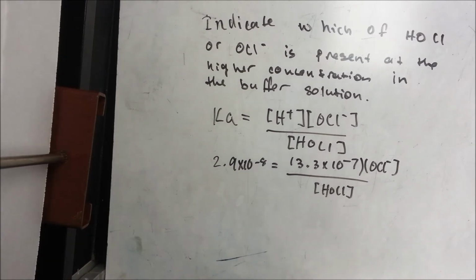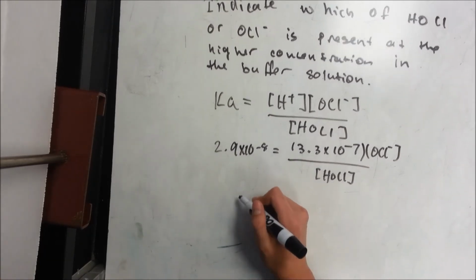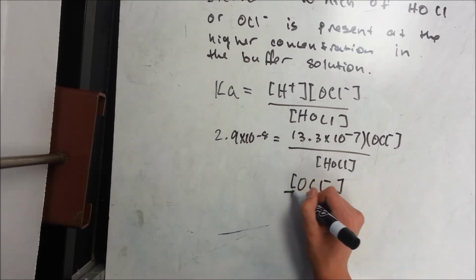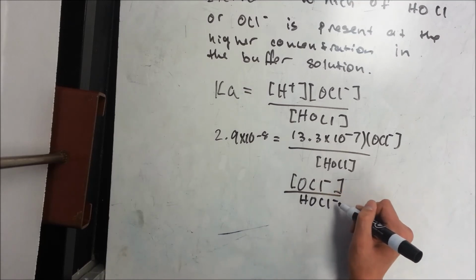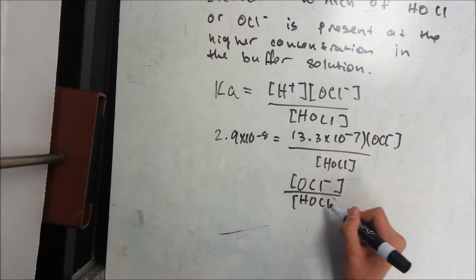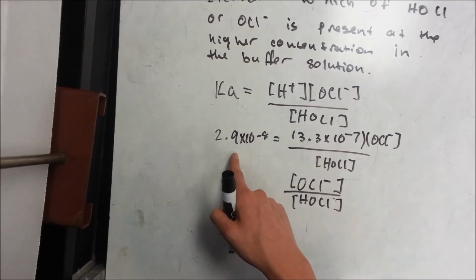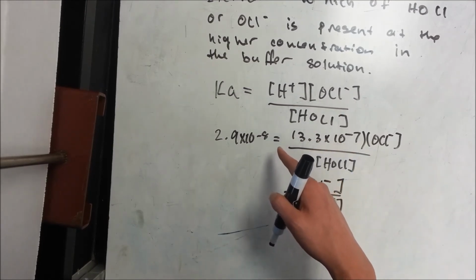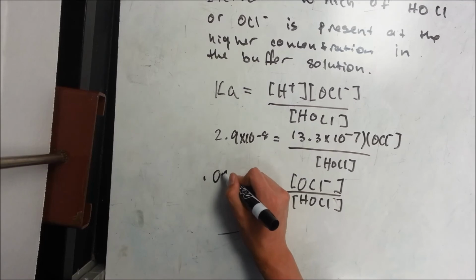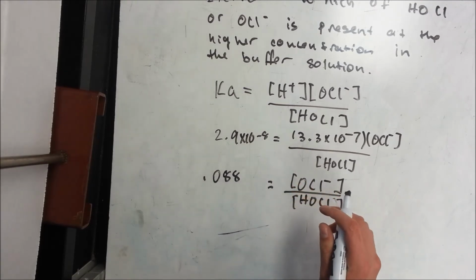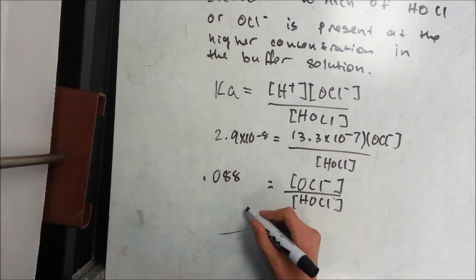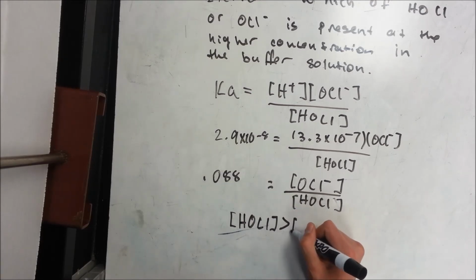And so, with that, we can calculate that the OCl minus concentration over the HOCl concentration is equal to 2.9 times 10 to the negative 8th divided by 3.3 times 10 to the negative 7th, which gives us a value of 0.088. Because this number is less than 1, that means that the HOCl concentration must be greater than the OCl minus concentration.